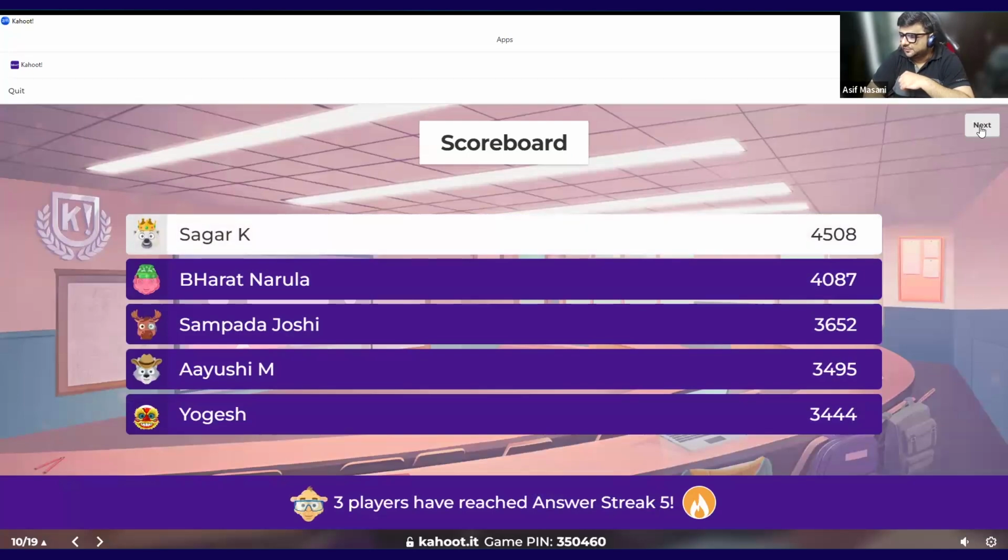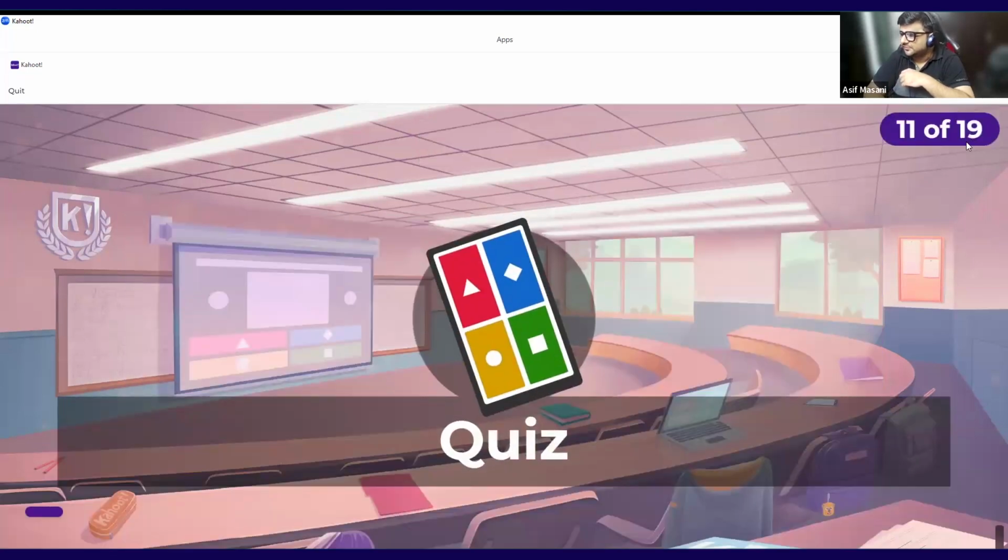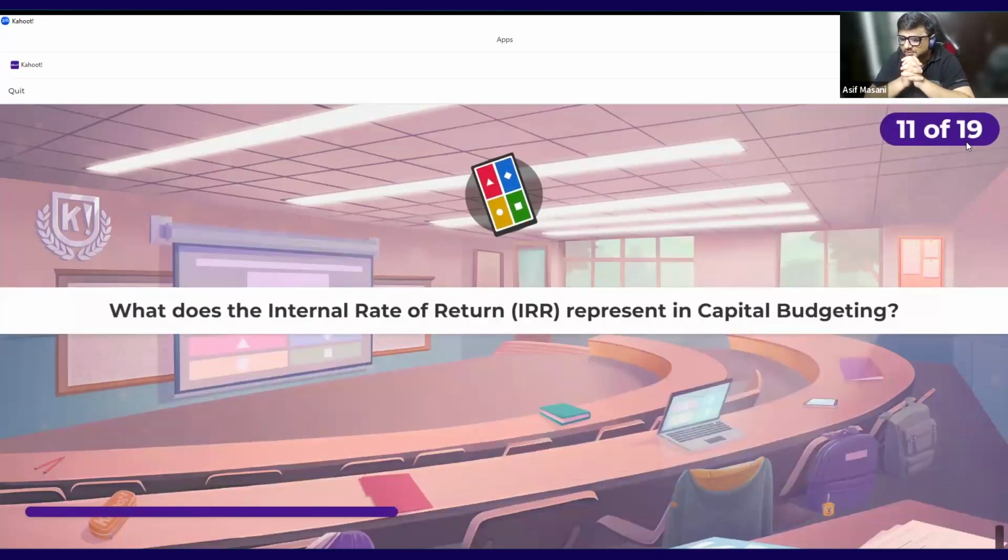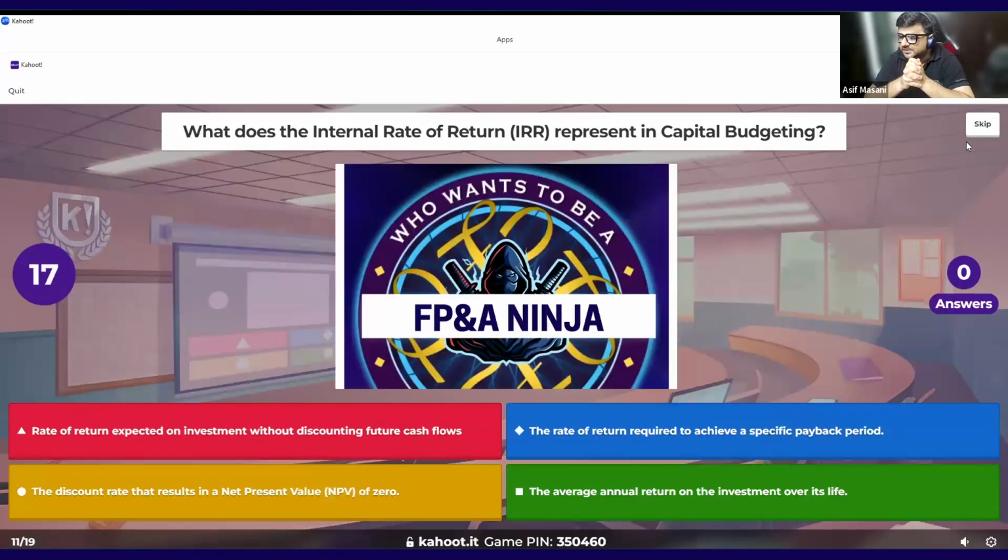Okay, let's go to the next. I don't see a lot of changes, so the top five are fairly stable now. Let's see if we have new people joining in the next question. Okay, so we have a question, I don't know what question number this is, but we are almost halfway through it. So what does IRR represent? What is internal rate of return?